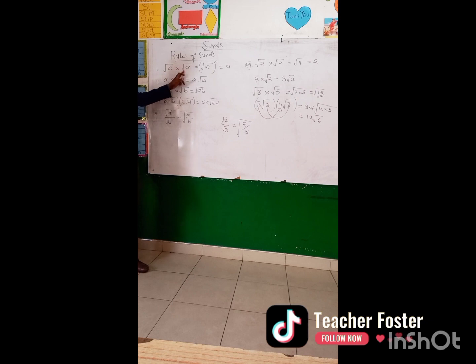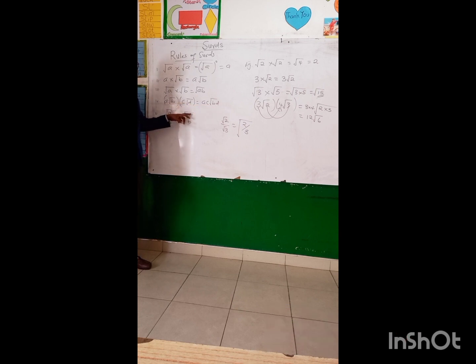So these are the rules. Root a times root a gives us a. a times root b is giving us a root b. Root a times root b is giving us root ab. a root b multiplying c root d is ac root bd. And root a over root b is giving us square root of a over b. So these are the rules of surds.